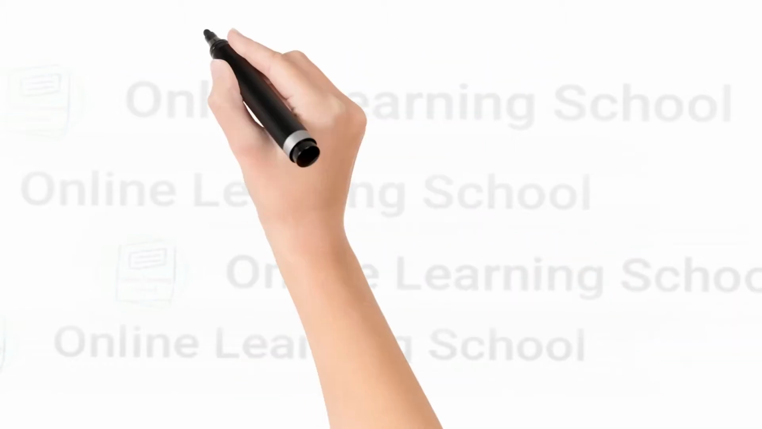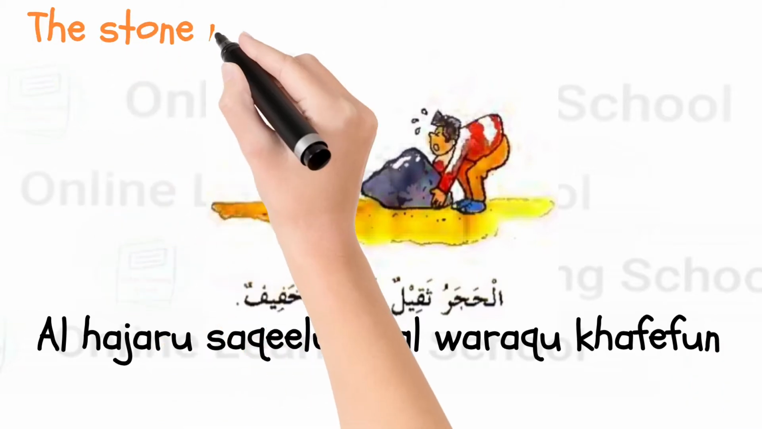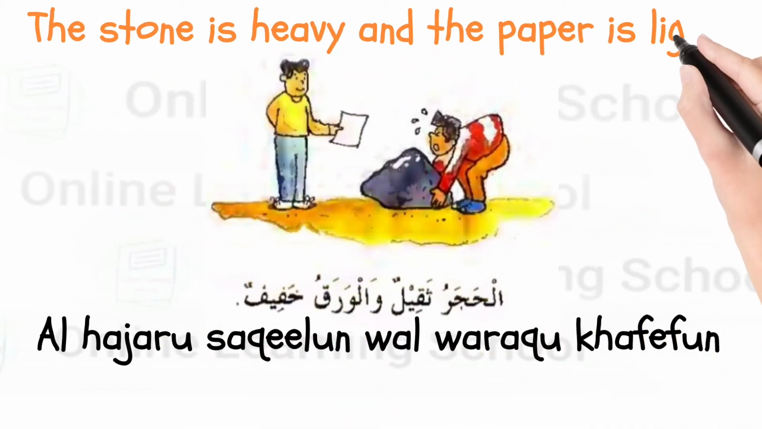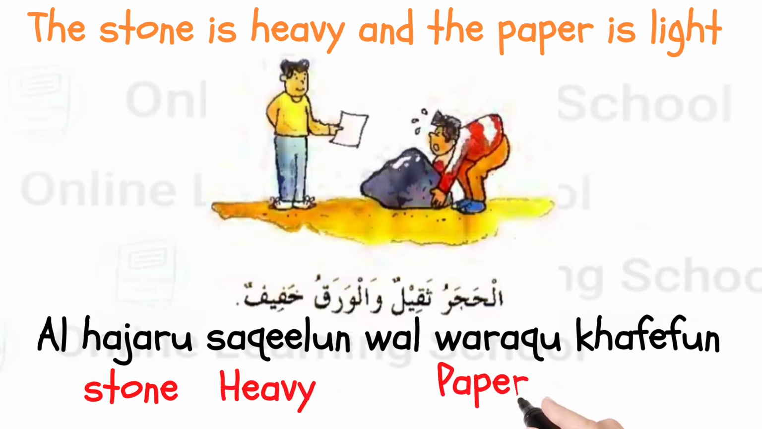Okay, next one is Al-Hajaru Saqilun wal waraqu khafifun. The stone is heavy and the paper is light. Hajar means stone, Saqil means heavy, Waraq means paper, and Khafif means light.